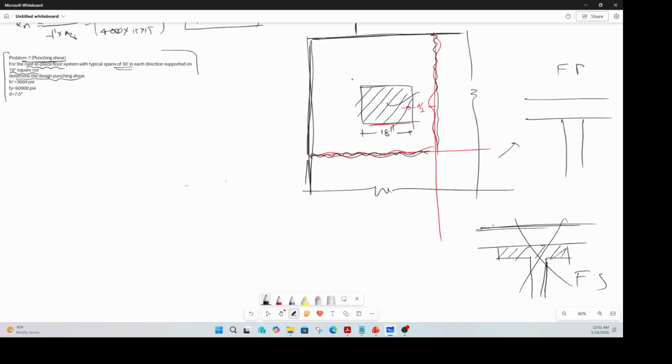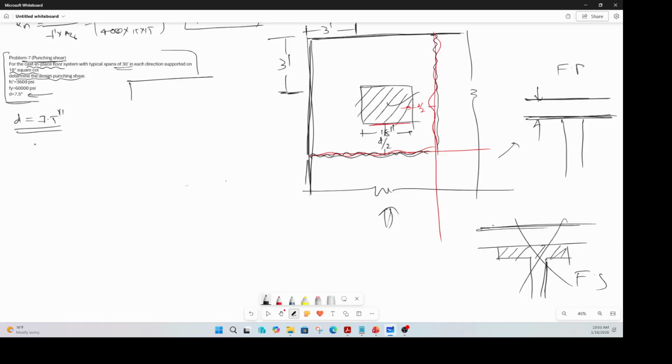Okay, so the information from the problem, this distance appears to be 3 feet. This distance here is given as 3 feet. Obviously it is out of proportion. This is only 18 inches. The critical shear plane is at d by 2, so let's find out what our d is. The problem statement has d as 7.5 inches. d is the distance from the top to the reinforcement that runs in the slab there. So 7.5 inches is our d.